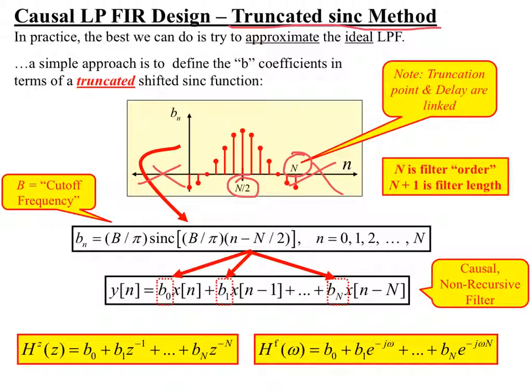And the filter order is going to be n, because our last non-zero value is at index n. Therefore, we have 0 out to n. So the filter length is n plus 1. And that connection between order and length is always true for FIR filters. The order is 1 less than the length, or vice versa. The length is 1 more than the order. So B is our cutoff frequency, so we can compute for n equal to 0 out to n. We don't really have to compute all the values and then truncate them.